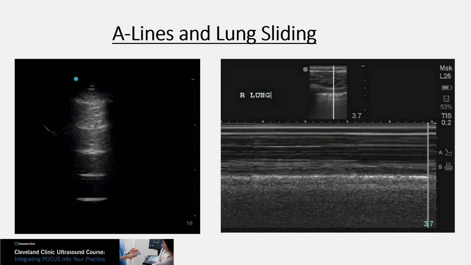This is what we call the seashore sign or sandy beach. The way that this image is interpreted is that this supposedly looks like sand on a beach. This is the horizon, and you can see the water below or behind it. This is capturing that there is motion on this pleural line, which is why it gets a more grainy image below, indicating normal lung sliding.